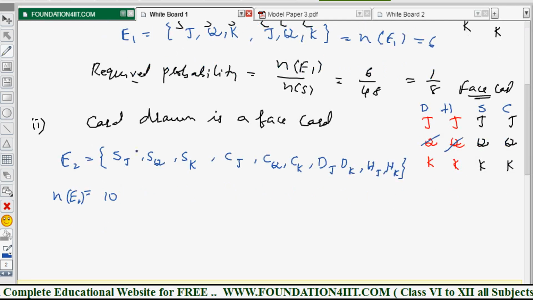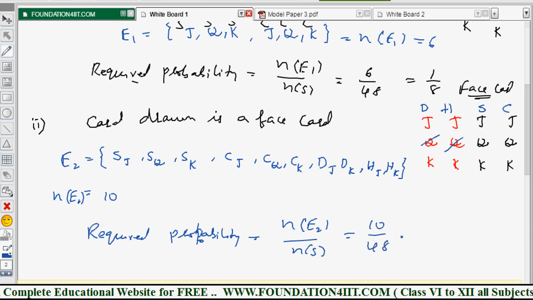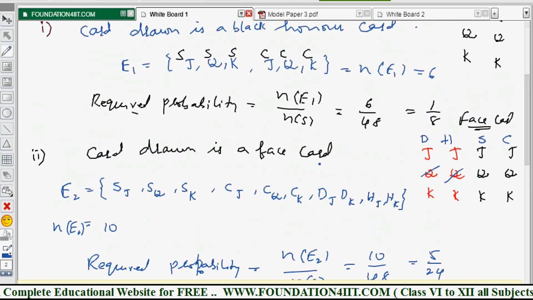Then the required probability is simple. Therefore, the required probability is equal to n of E2 by n of S. That is 10 by 48 only, that is 5 by 24. So we can cancel it. Write in simplest form always. Okay. Then these are the face cards, explained separately to understand clearly.